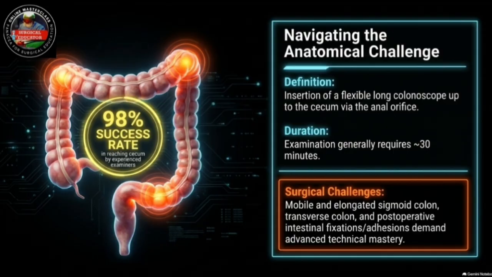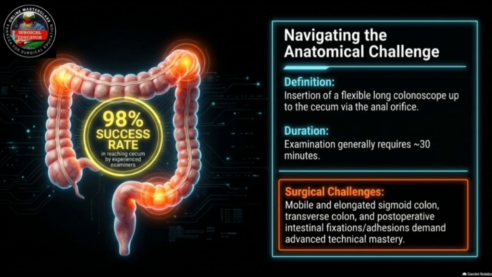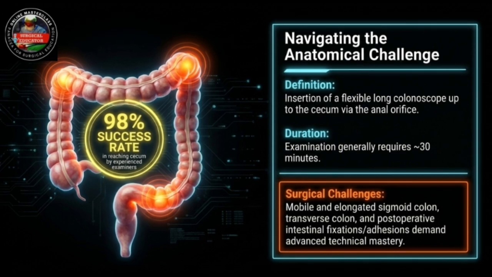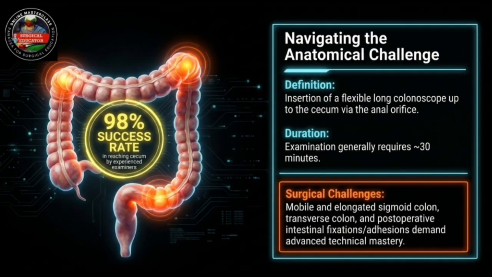That means the colon might be rigidly glued to the abdominal wall in places it normally wouldn't be. So it won't yield to the scope's pressure the way textbook anatomy says it should. Exactly. You have to constantly manipulate the scope, apply abdominal pressure, and change the patient's position to navigate those corners.